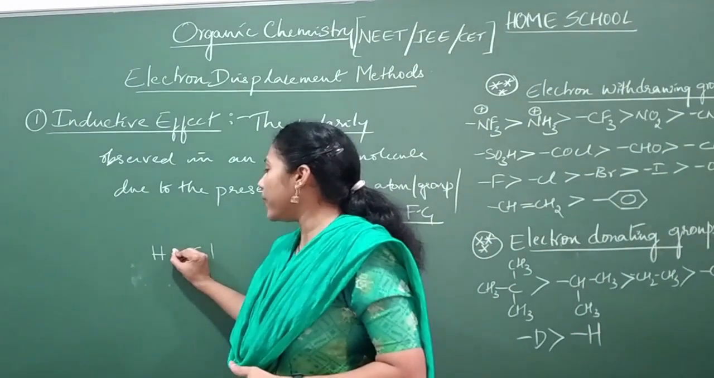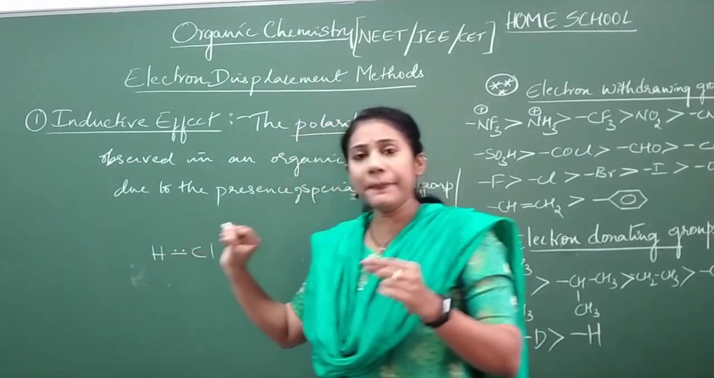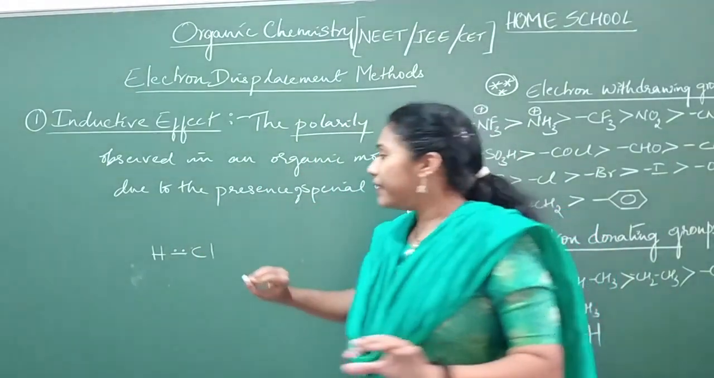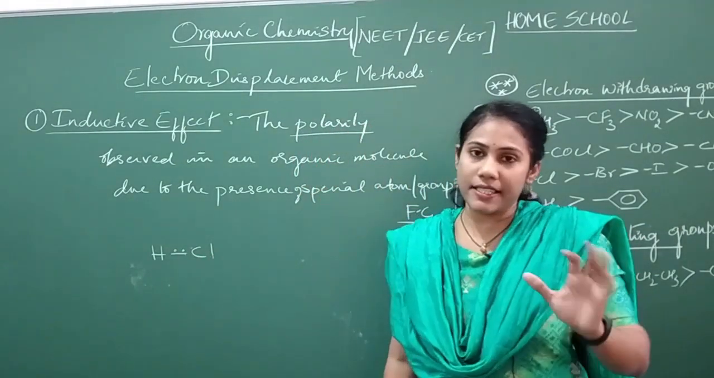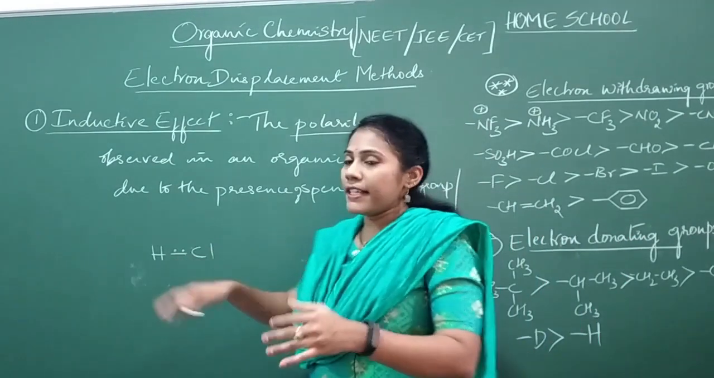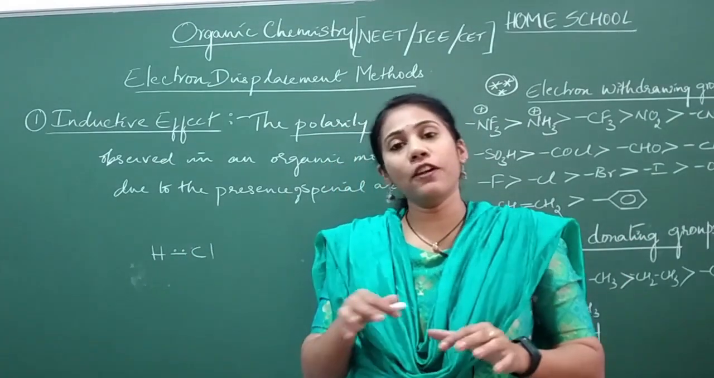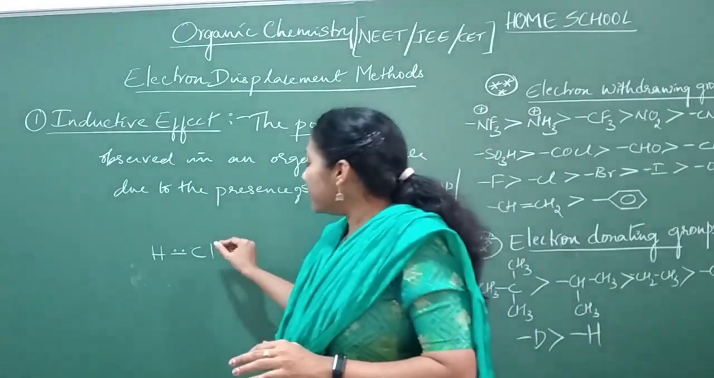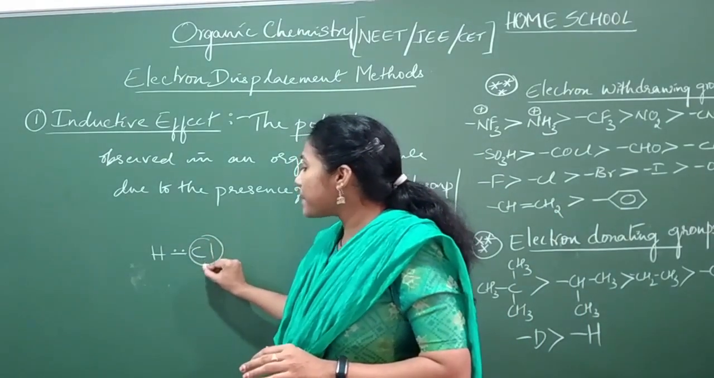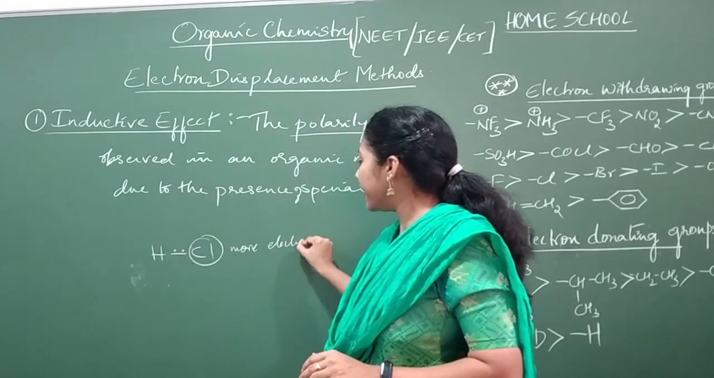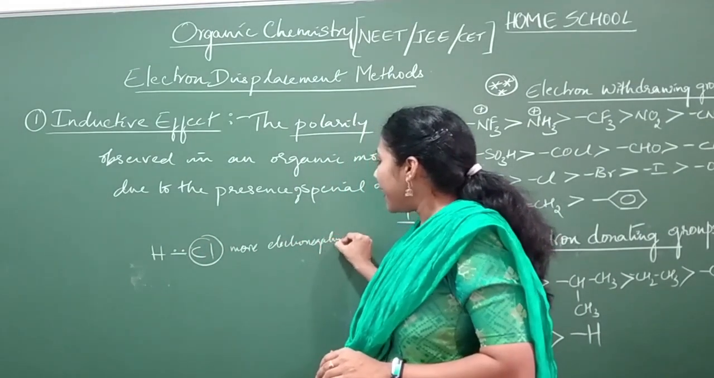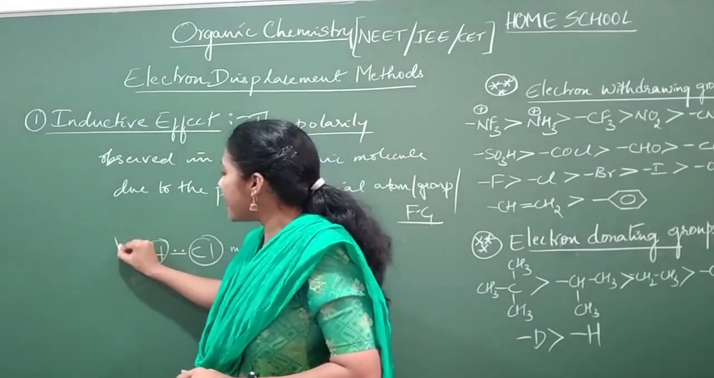Bond means 2 electrons, right? And this particular bond between H and Cl, we call it a covalent bond. That is, the bond has formed with the sharing of electrons. Okay, and here chlorine is more electronegative and hydrogen is less electronegative.